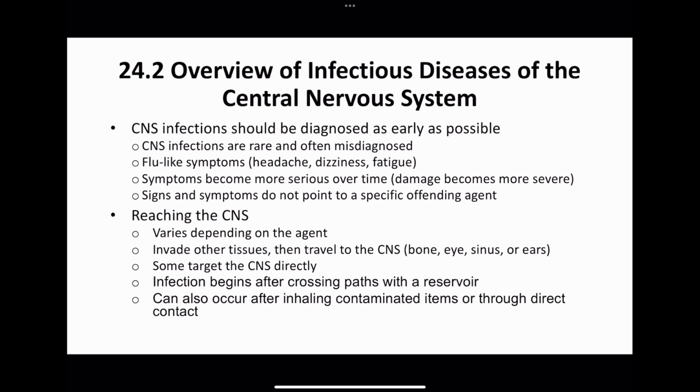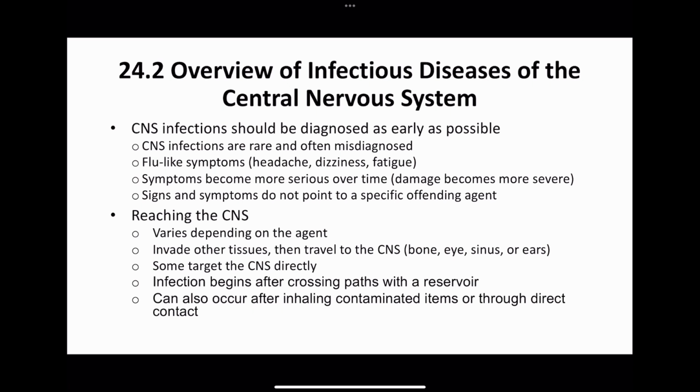Usually, in most cases, symptoms gradually become more serious. This was presented in the opening case study. Signs and symptoms of infectious diseases of the CNS do not typically point to a specific offending agent. Healthcare providers must identify other changes in blood or cerebrospinal fluid to make accurate diagnoses. The biggest obstacle in treating CNS infections is the blood-brain barrier, which blocks not only pathogens but also antimicrobial agents.